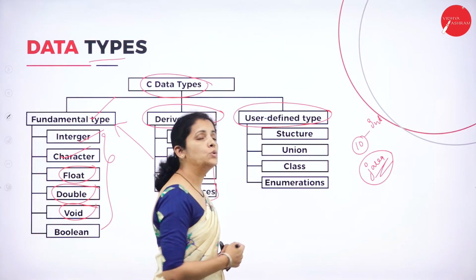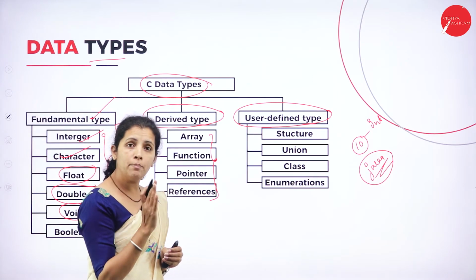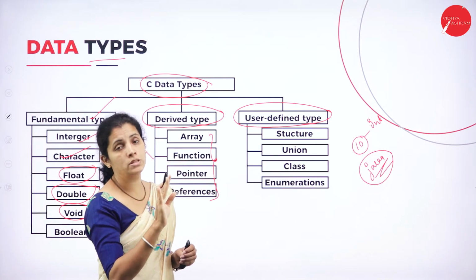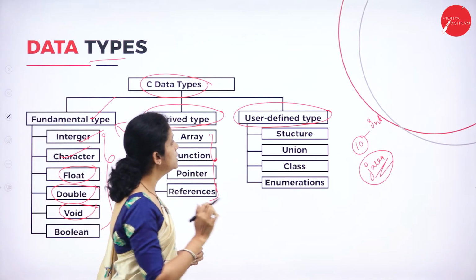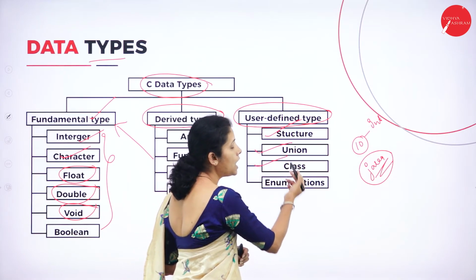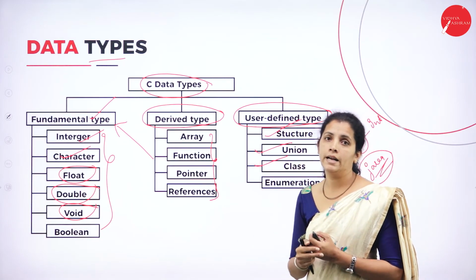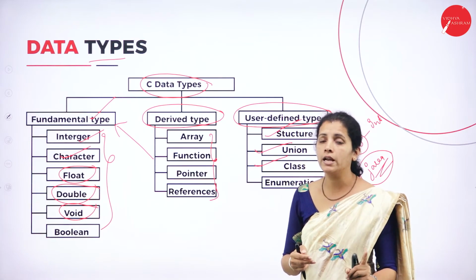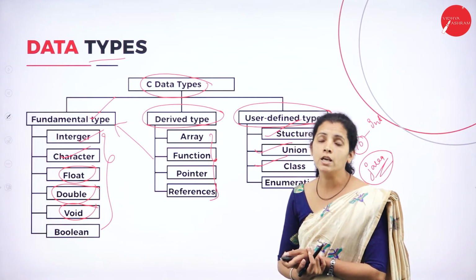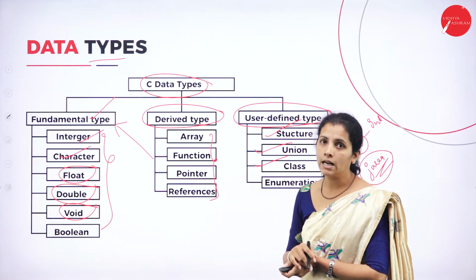Now, if I consider user-defined data type, what is this user-defined data type? The user can define her or his own data type by using fundamental data types. Now, I'm going to have structure, union, class, and enumeration. These are the examples for user-defined data types. That means the user can create her or his own data type by making use of fundamental data types as well as derived data types.